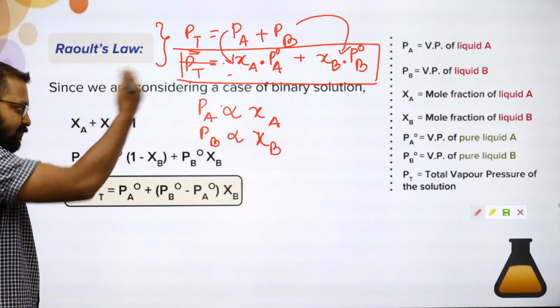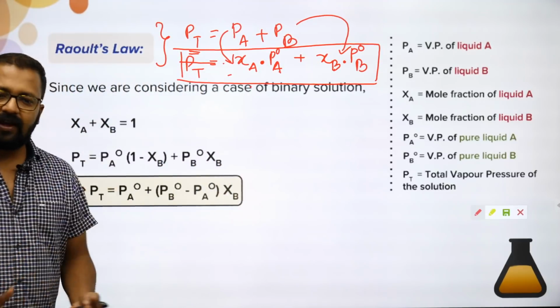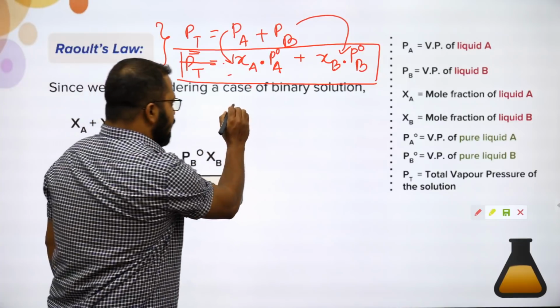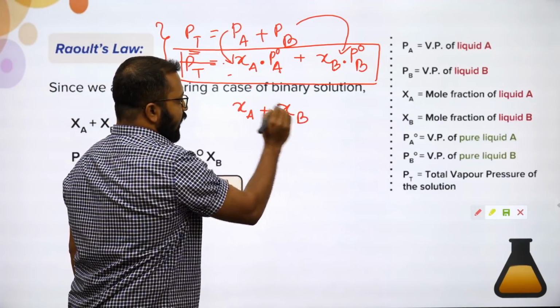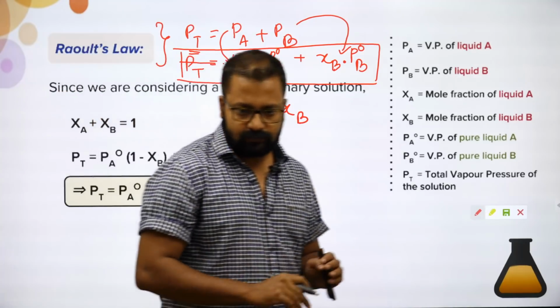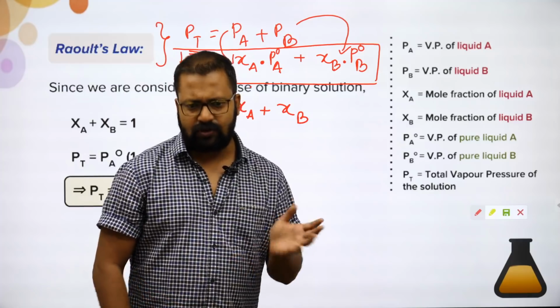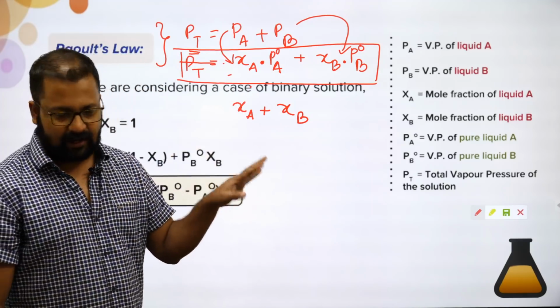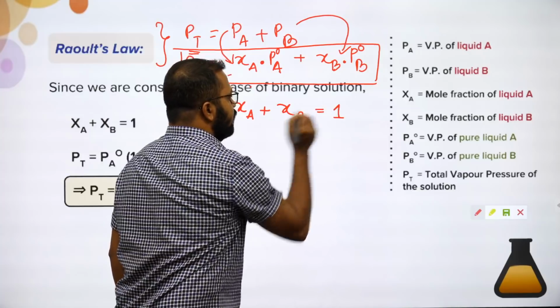How would I further simplify this? The way to simplify is very easy. Can you tell me the mole fraction sum will always be equal to 1? The sum of mole fractions is always equal to 1. Soumya Dikshit, we'll get to that later. It will always be equal to 1.